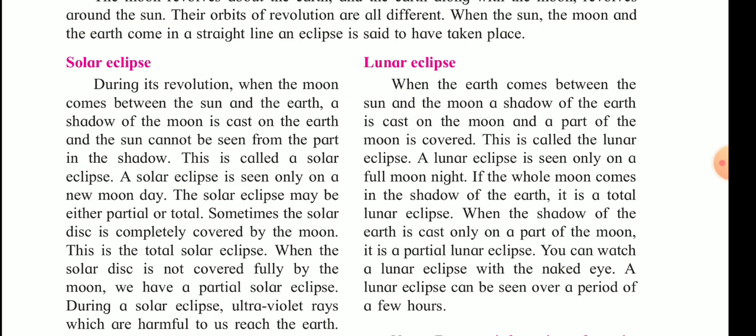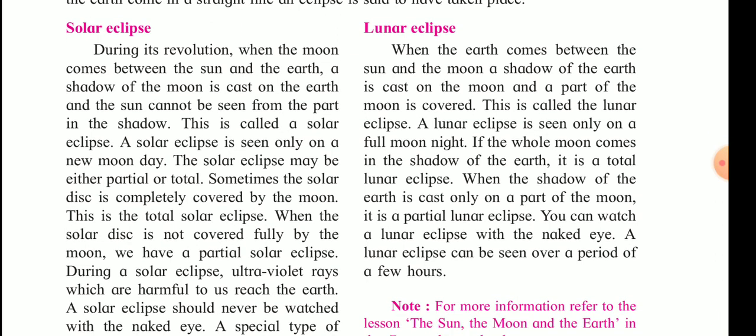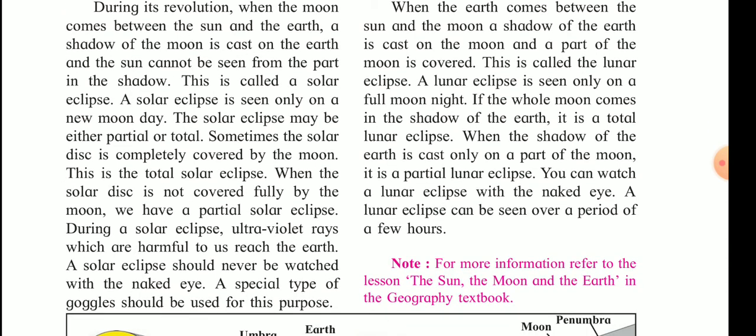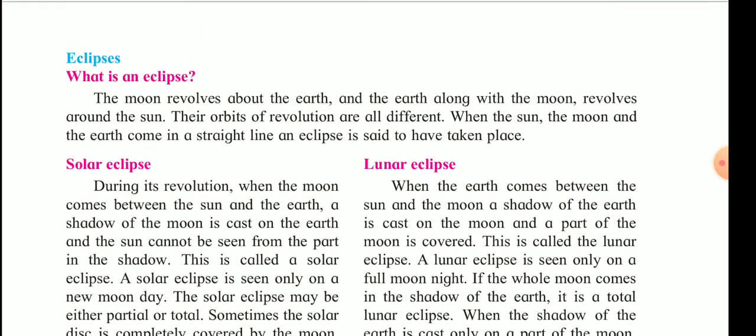Sometimes the solar disk is completely covered by the moon. This is the total solar eclipse. When the solar disk is not covered fully by the moon, we have a partial solar eclipse. During the solar eclipse, ultraviolet rays which are harmful to us reach the earth. So the solar eclipse should never be watched with the naked eye. A special type of goggle should be used for this purpose.